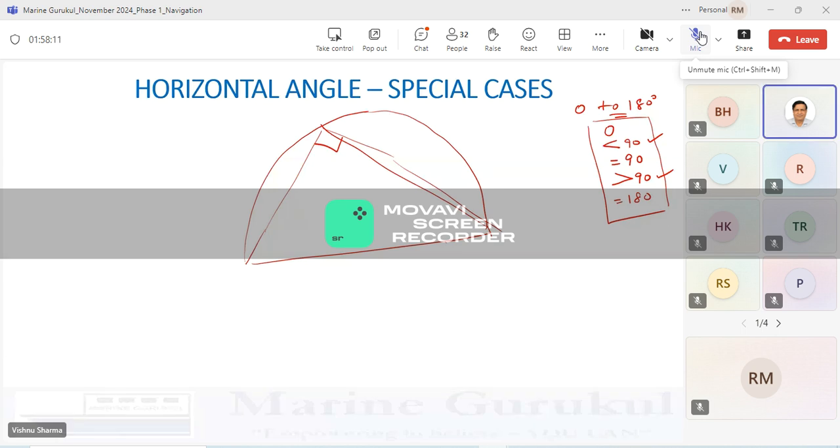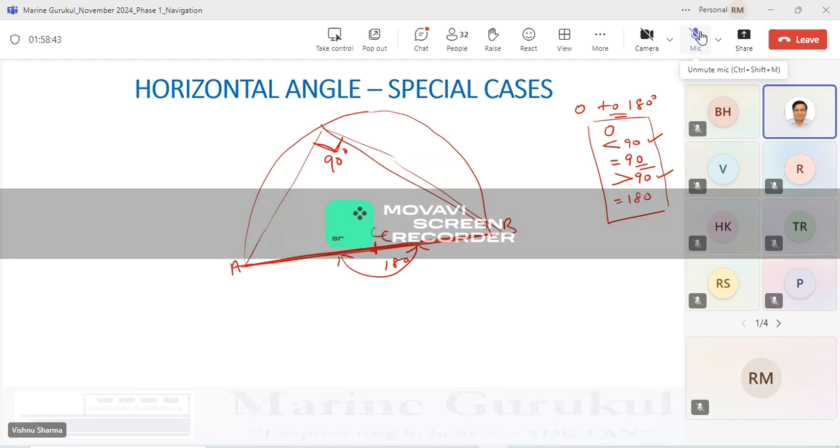Why? Because the diameter is subtending an angle of 180 at the center. If it is subtending 180 at the center, it will subtend 90 at the circumference. Am I right? Half of it. Correct, beta? Yes, sir. So that means if the horizontal angle between the two objects is 90 degrees, the baseline AB is the diameter of the circle. And if it is the diameter of the circle, the midpoint will be the center.